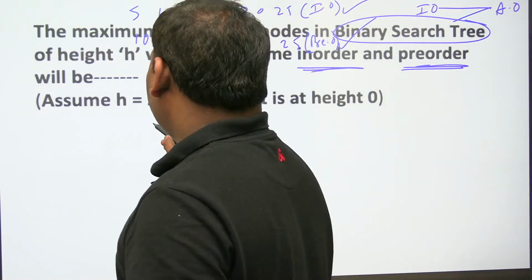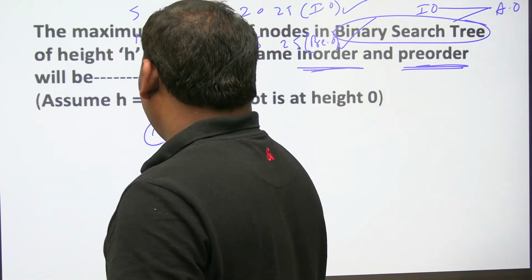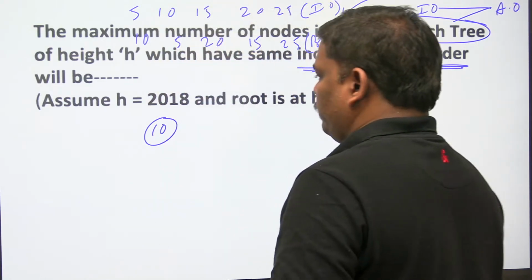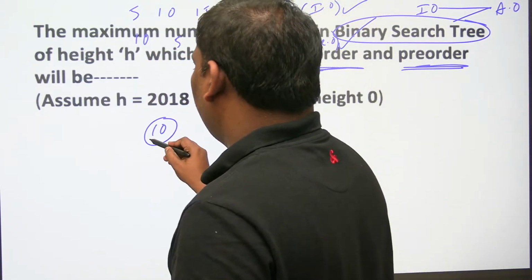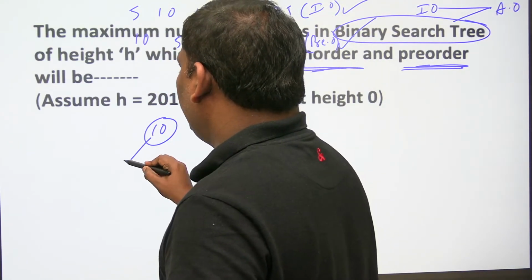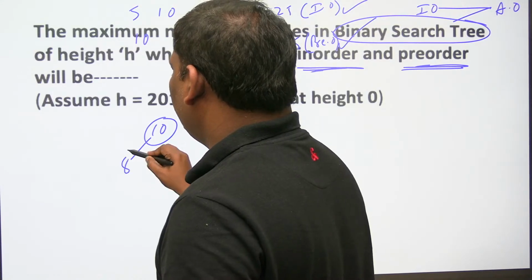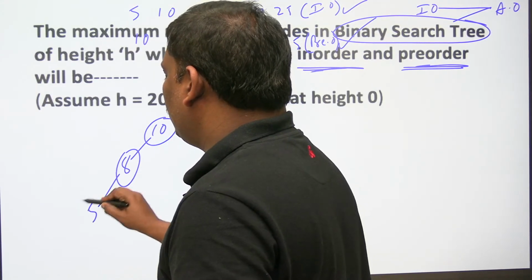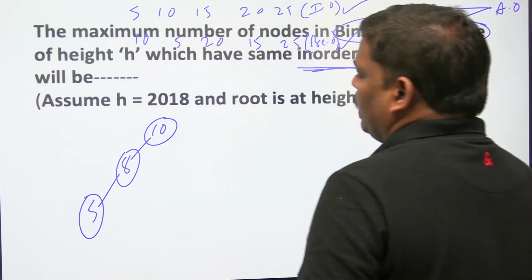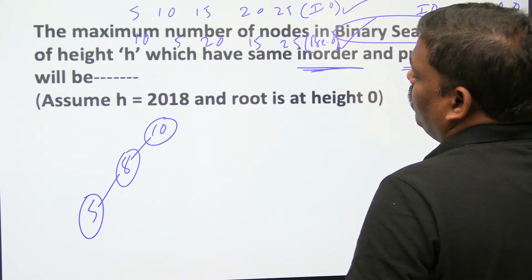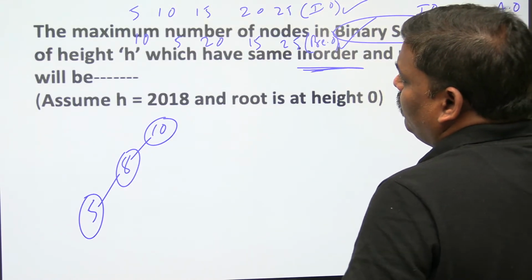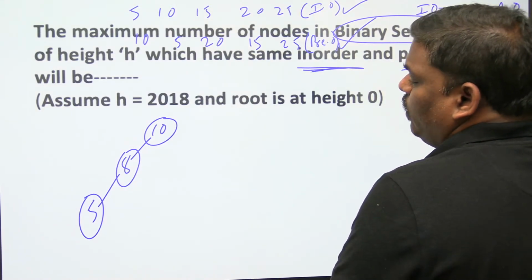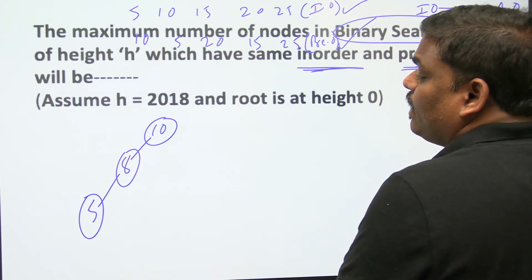See everyone now. It is a 10. Careful, it is a 10. It is the, I think 8. It is 5. Let's check here. 10, 8, 5. To this particular one, what will be the pre-order? 10, 8, 5.